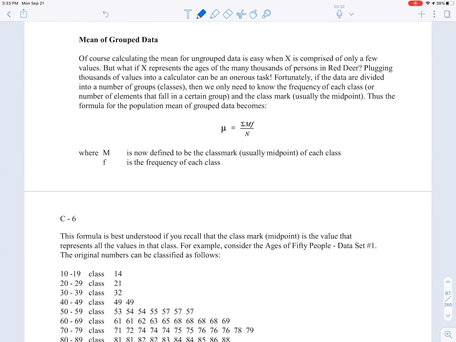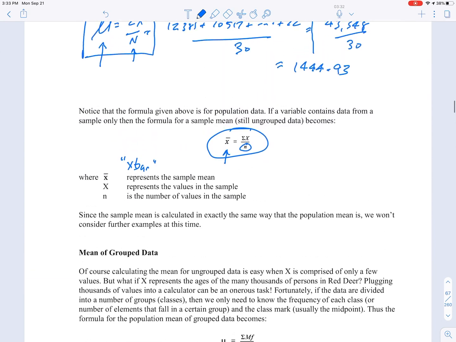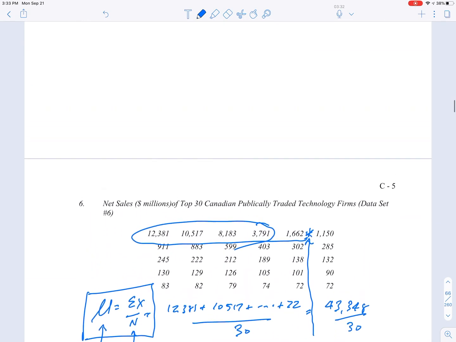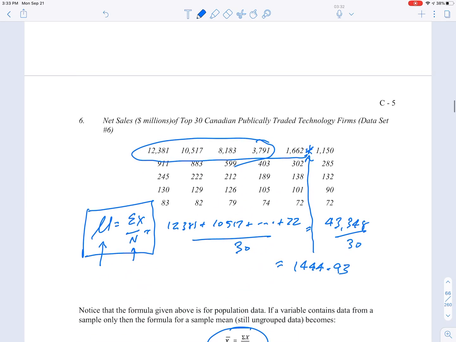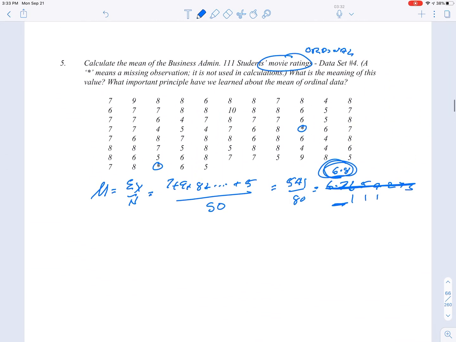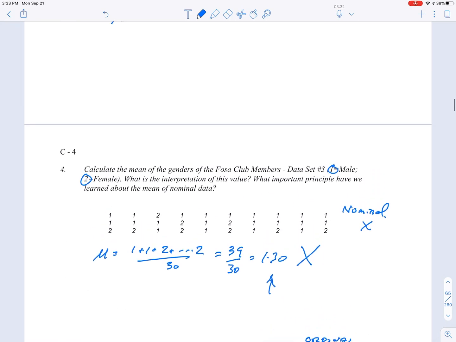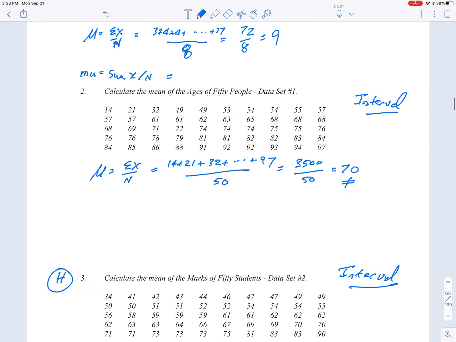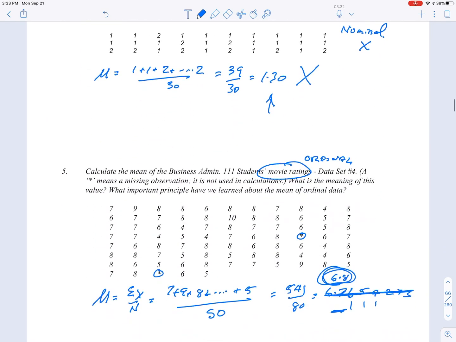So we looked at the mean of ungrouped data, and we really didn't define that before. Ungrouped just simply means that all the numbers are shown. You see all the numbers. They might be in one column of a spreadsheet, but they're not grouped in any way. So all of these examples that we looked at here are ungrouped data where you see all the actual numbers.